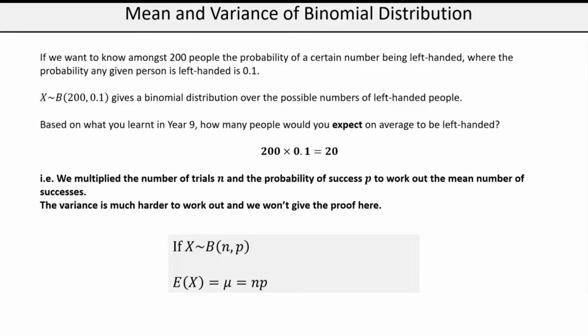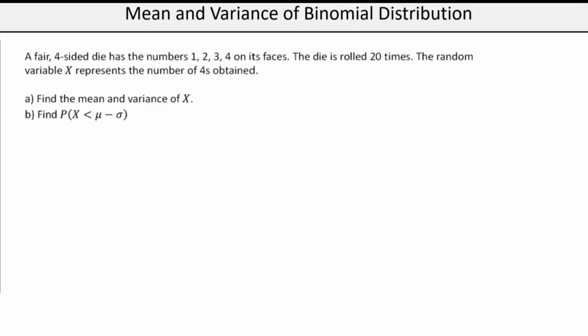Okay, let's see this in action. You may well get some questions that are going to ask you to find the mean, to find the variance, but not just simply to find them, to actually use them in some sort of context or calculation. Okay, let's go through some examples. So in this first one, we're told that a fair four-sided die has the numbers 1, 2, 3, and 4 on each of its faces. The die is to be rolled 20 times, and the random variable x represents the number of 4s obtained. We're asked to find the mean and the variance of x.